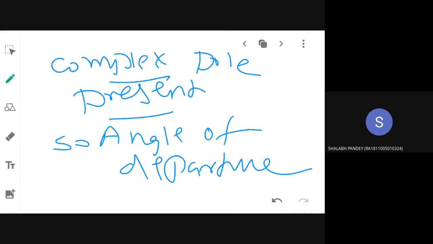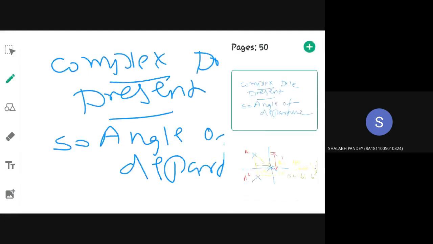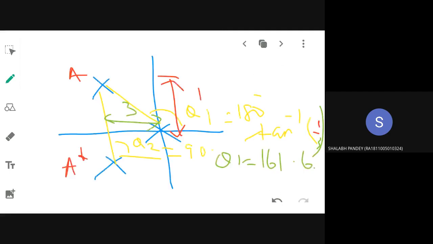So 2 complex poles are there. At these 2 complex poles, you need to find the angle of departure at A and at A conjugate. The procedure I think I have clearly explained in the last 2 classes, so the formula is also known to you. This is your pole, minus 3 plus j1, for which I need to find the angle of departure. That is given by what formula? 180 minus the sum of angles of vectors drawn from other open loop poles to that particular point A. So what are the other open loop poles that you are having?